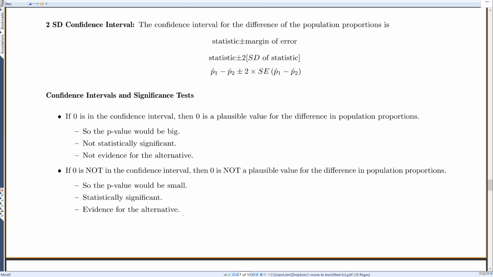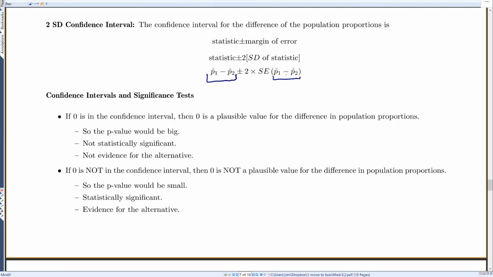We can find confidence intervals just like we've been doing. So the confidence interval for the difference in population proportions, our formulas have been statistic plus or minus the margin of error, or our statistic plus or minus 2 times the standard deviation of statistic. So for proportions, when we compare two proportions, it will be the difference in your sample proportions plus or minus 2 times the standard error of that difference in your sample proportions.